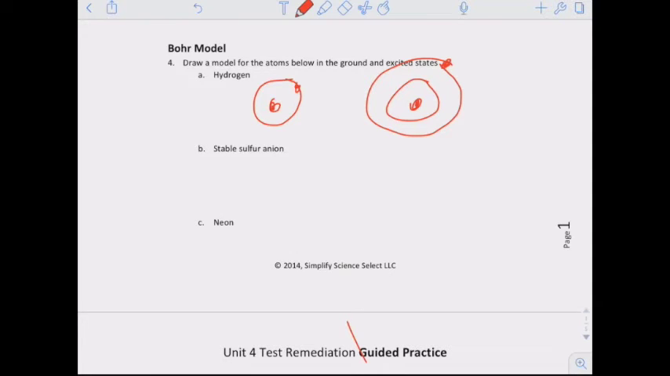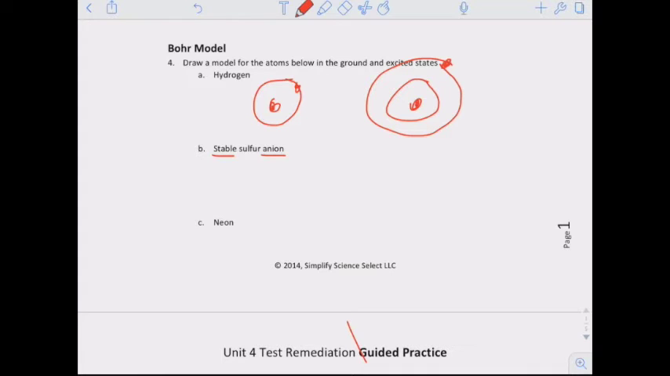The next one is kind of jam-packed with little clues. Stable sulfur anion, and so we're dealing with sulfur, so it's going to be 16 electrons. And it's an anion, so therefore it is stable. It has gained 2 electrons, and it now has 18. So we're going to have 3 energy levels there, and so it's all stable.